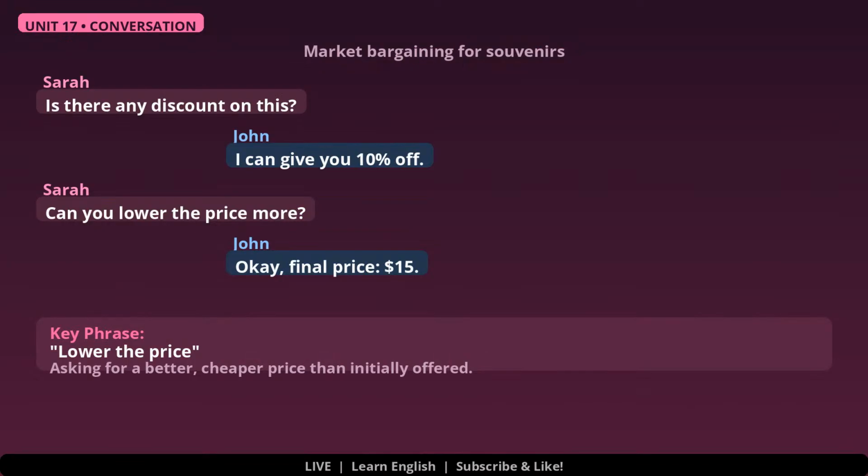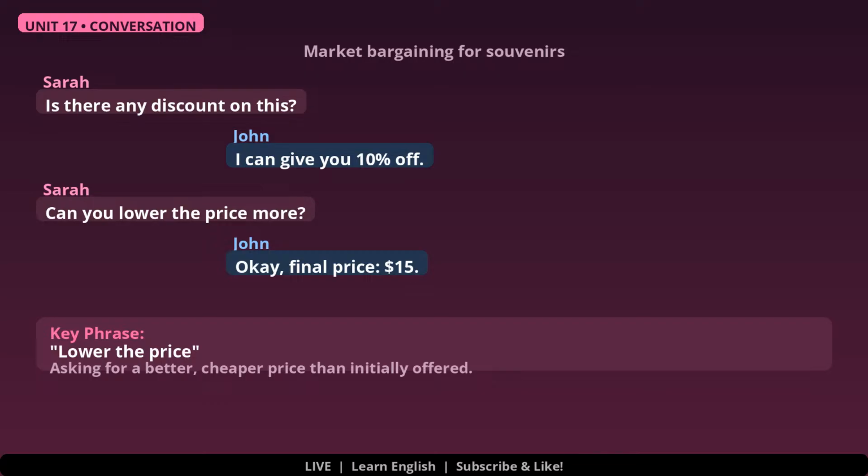Here's a real conversation example. Situation. Market bargaining for souvenirs. Sarah says, "Is there any discount on this?" John says, "I can give you 10% off." Sarah says, "Can you lower the price more?" John says, "Okay, final price, $15."